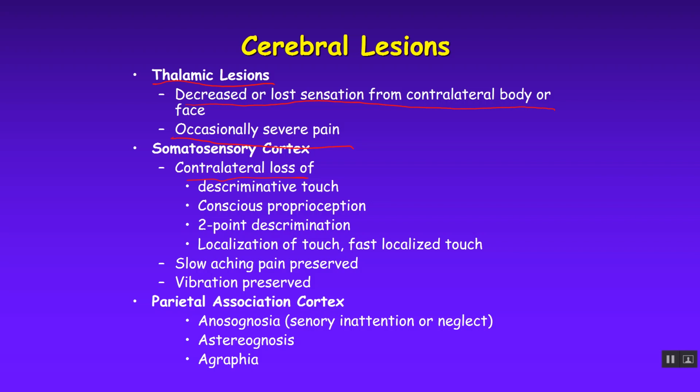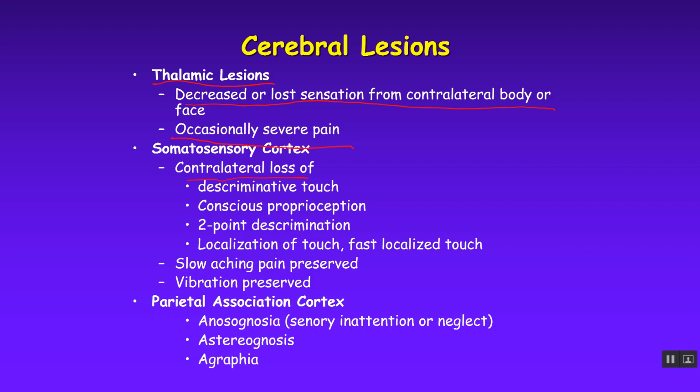You can have loss of discriminative touch. It feels kind of like a block of wood, feels kind of numb. I don't know exactly where you're touching me. I can't figure that out. That's discriminative touch loss. Conscious proprioception, so the ability to tell where your foot, fingers, toes are in space, and vibration, okay, can be lost there.